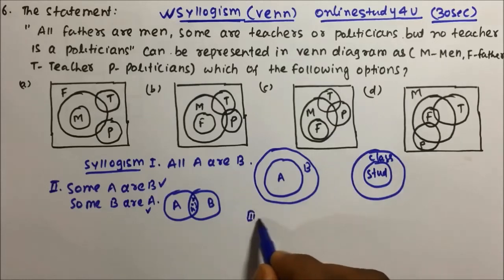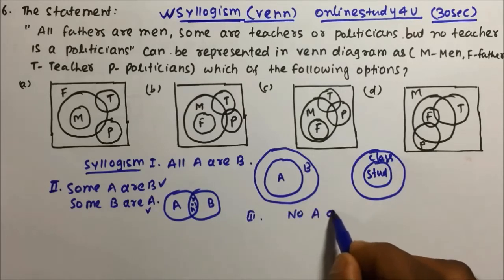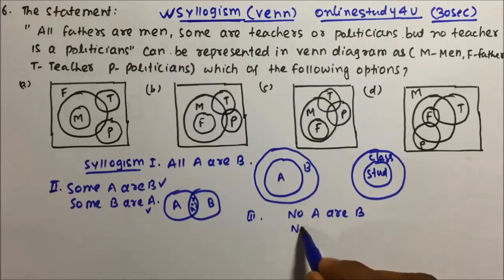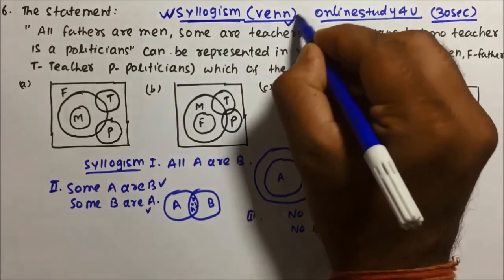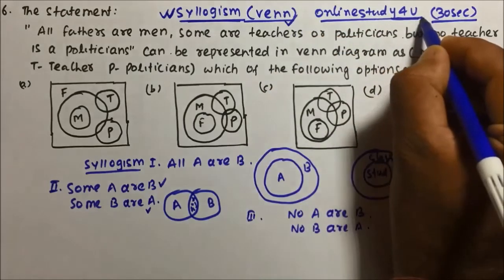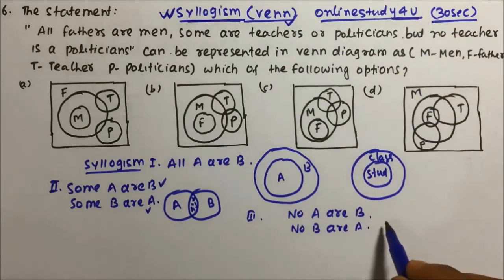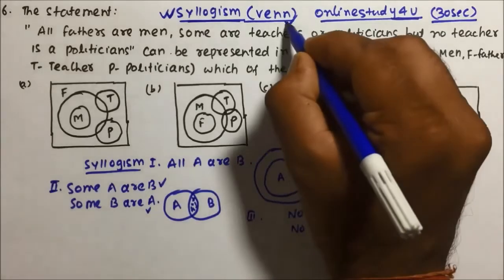And then the third concept is no A are B. No A are B, or no B are A. All those concepts I have explained in the syllogism video which was uploaded on our channel a month back. So if you want to understand in detail, then you can watch the video.